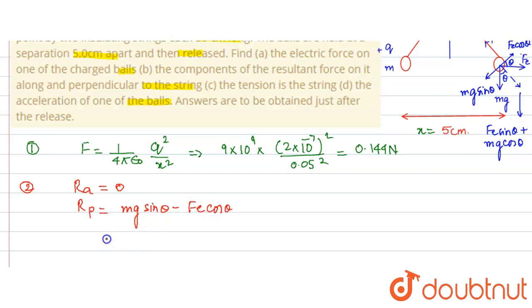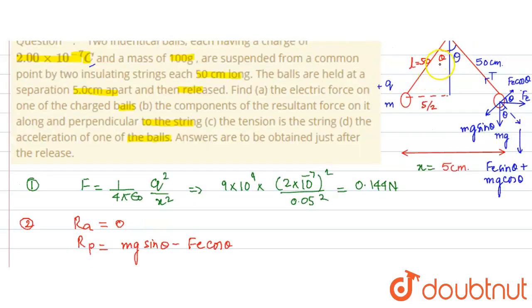Let us put in the values. The mass is 0.1 kilogram here, and the value of g we can take as 10, times sin theta. We can find sin theta separately here. Sin theta will simply equal the perpendicular, which is 5 by 2, divided by the hypotenuse. If we solve this, we get theta equal to 2.87 degrees.